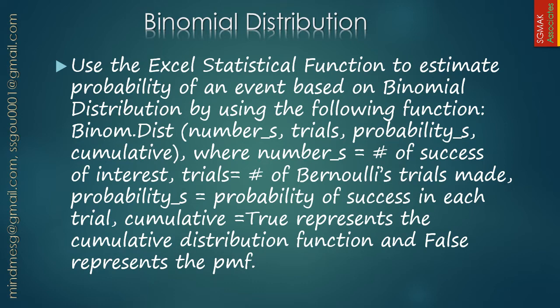Now cumulative has an interesting meaning in Excel. If you make it true, then it represents the cumulative probability. If you set it as false, then it gives you the probability for a respective value. Once again, if we set the 4th field cumulative as true, then you are getting the cumulative probability. If you set it as false, then you get the probability for a specific value of the random variable.